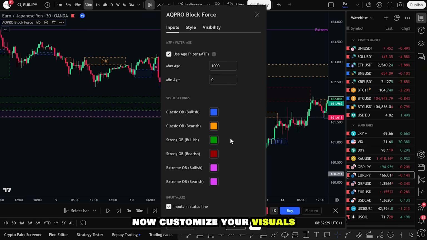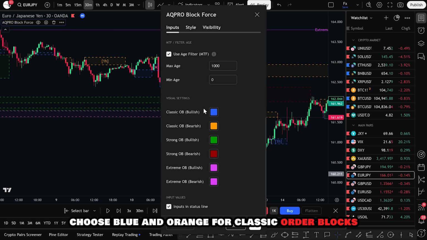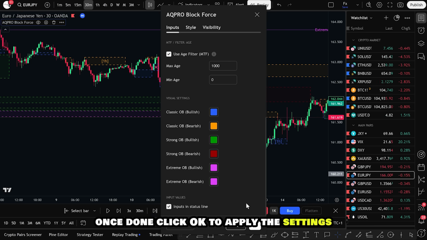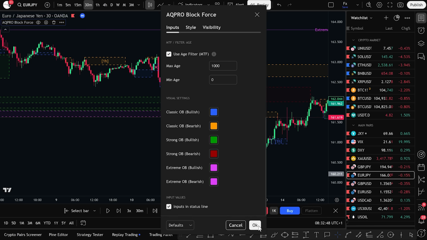Now customize your visuals. Choose blue and orange for classic order blocks, green and red for strong, and bright pink for extreme. Once done, click OK to apply the settings.